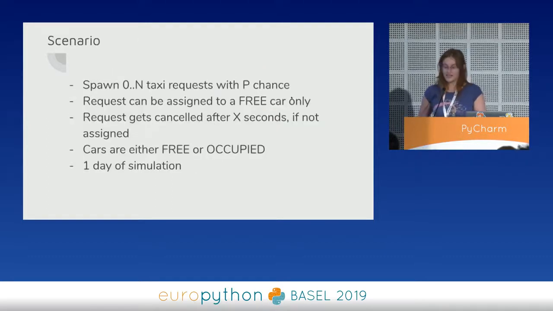So whenever you decide to do something, you need to keep an eye on those four. And for this presentation, I decided to go with a very similar situation that I have at my work, which is we're going to simulate dispatch of a taxi to a request or a customer. So we're going to have a world that can spawn a request with a certain chance P.